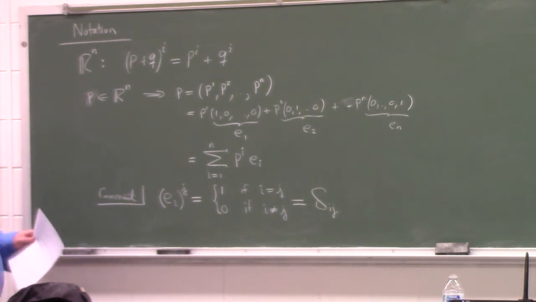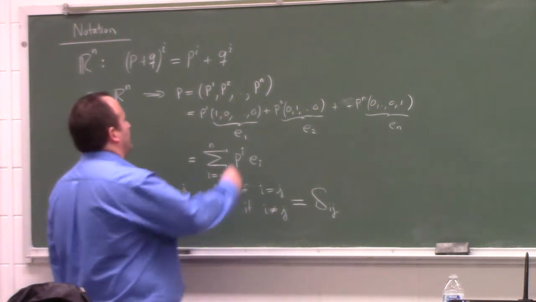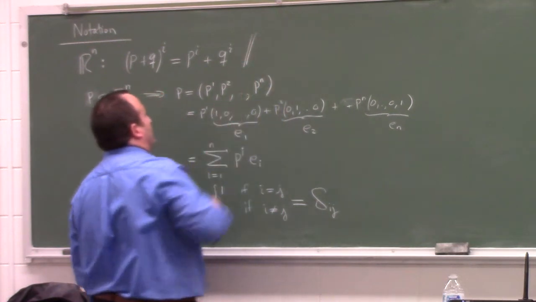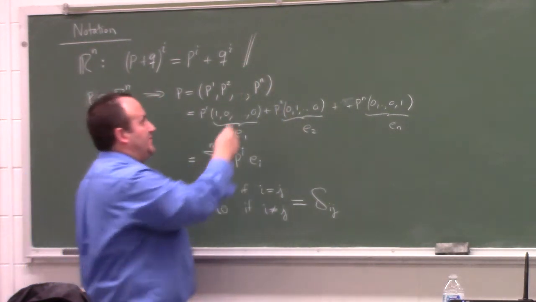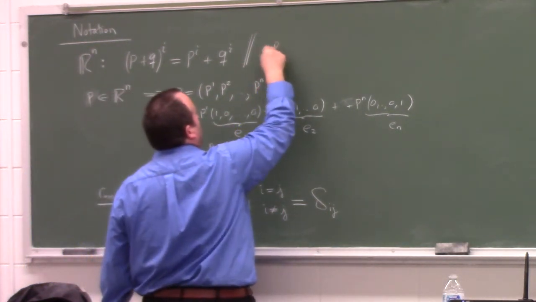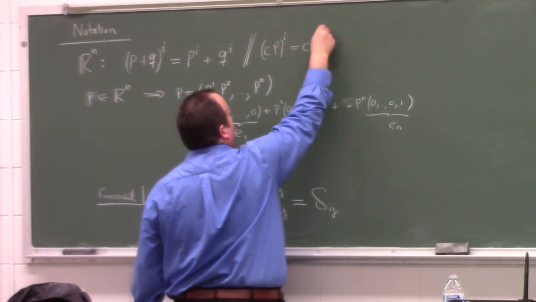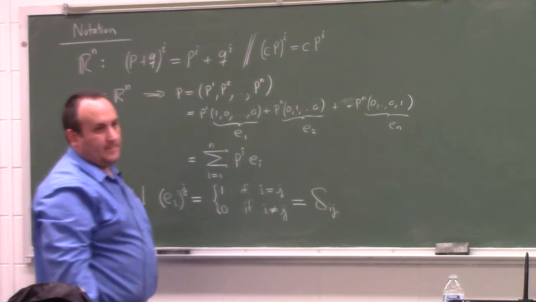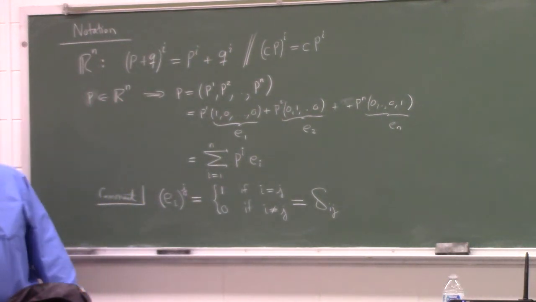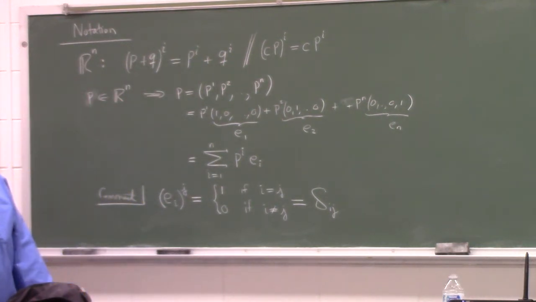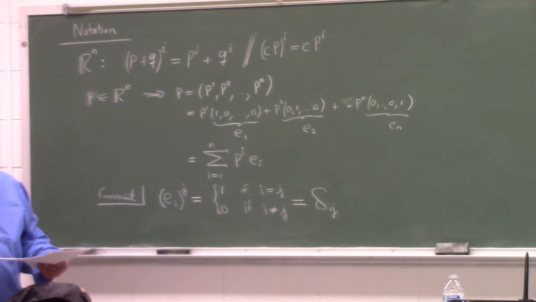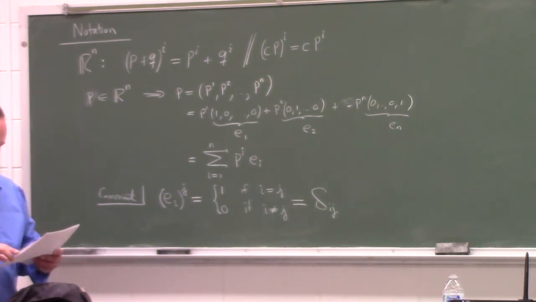So I guess I should also mention, what's the other thing we define for R^n? Scalar multiplication, right? Like what's c times p equal to? And those rules are what? Those are for all i. That defines addition and scalar multiplication. All right.